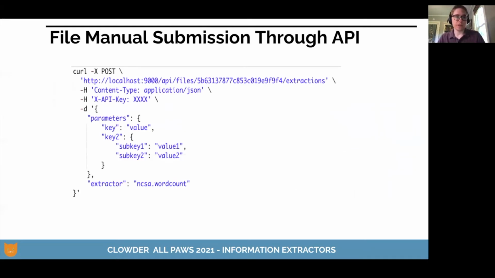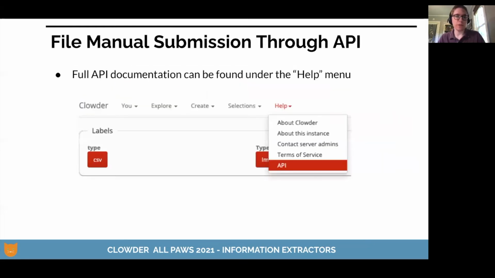And here's a brief example of how you would manually submit through the API. Here's a simple curl command that is running the NCSA word count extractor. And you can get full API documentation under the help menu of your Clowder instance, and that'll give you a whole run of various options for your API, and also an ability to test those API calls as well.